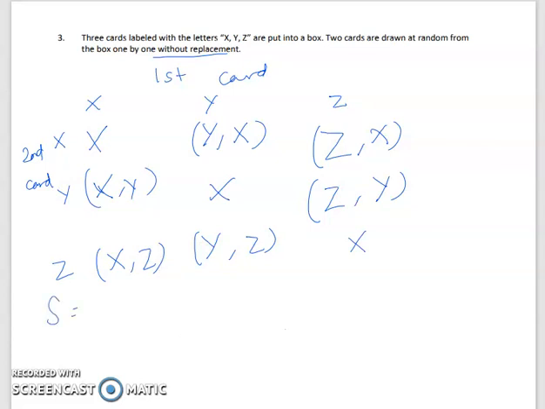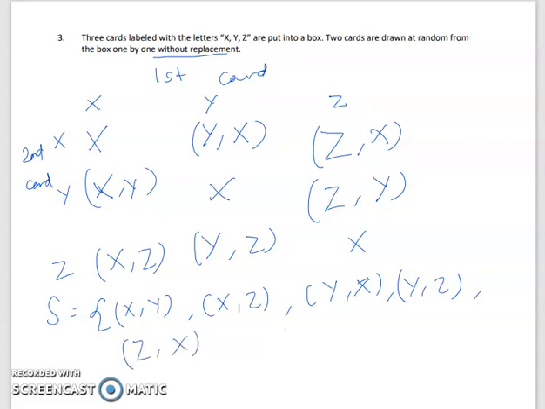So this is our sample space, or our possible outcomes. We have XY, XZ, YX, YZ, ZX, and ZY. So the number of possible outcomes is 1, 2, 3, 4, 5, 6.